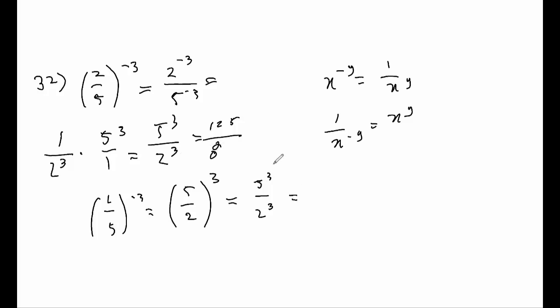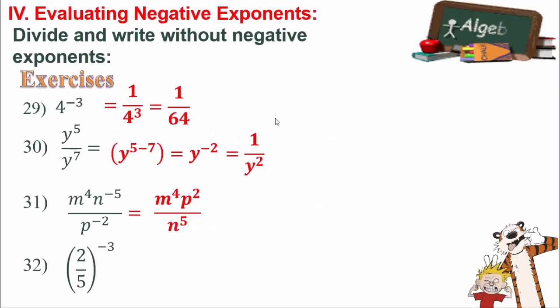Similarly here, we have 5 to the 3rd because that's 5 times 5 times 5, and that'll be 125. And then at the bottom here, we will get 2 to the 3rd, which is 2 times 2 times 2, which is 8. So either way you look at it, you'll get the same answer. So in summarizing 32, to get everything positive, it turns out that we get 5 cubed on the top and 2 cubed on the bottom, and that will give us 125 over 8.